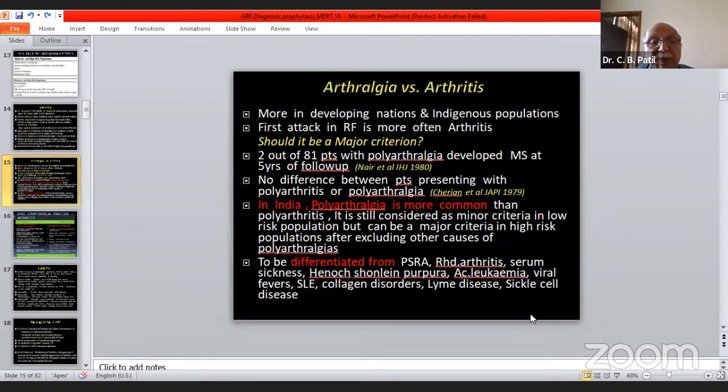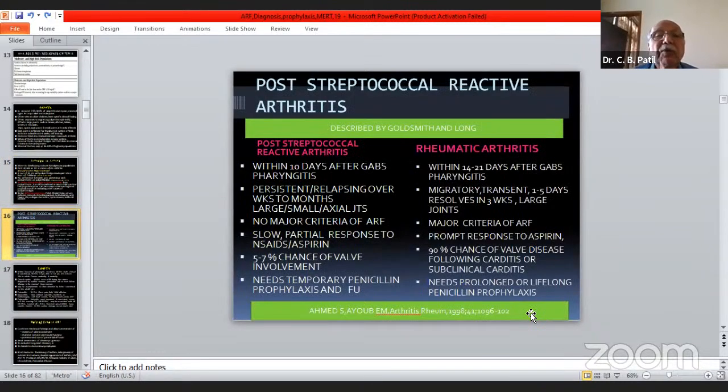Hence, it should be differentiated from post-streptococcal reactive arthritis, rheumatoid arthritis, serum sickness, Henoch-Schönlein purpura, acute leukemia, viral fevers, systemic lupus erythematosus, collagen disorders, Lyme disease, and sickle cell disease. So what is post-streptococcal reactive arthritis? It occurs within 10 days, unlike rheumatic arthritis, which occurs almost 14 to 21 days later. And here it is persisting and relapsing over weeks to months.